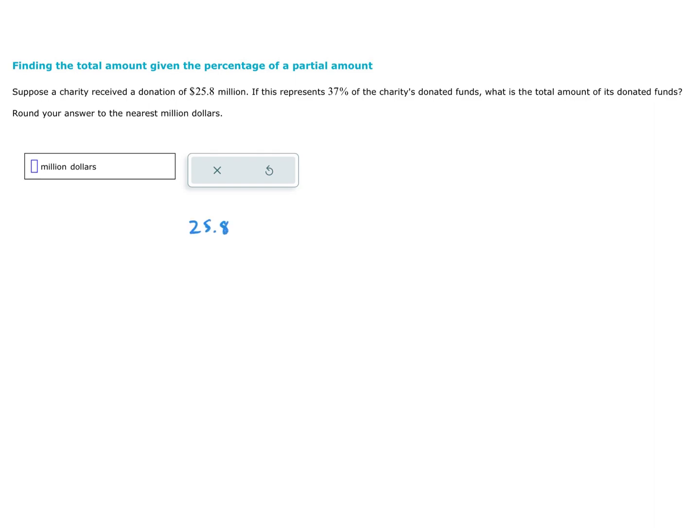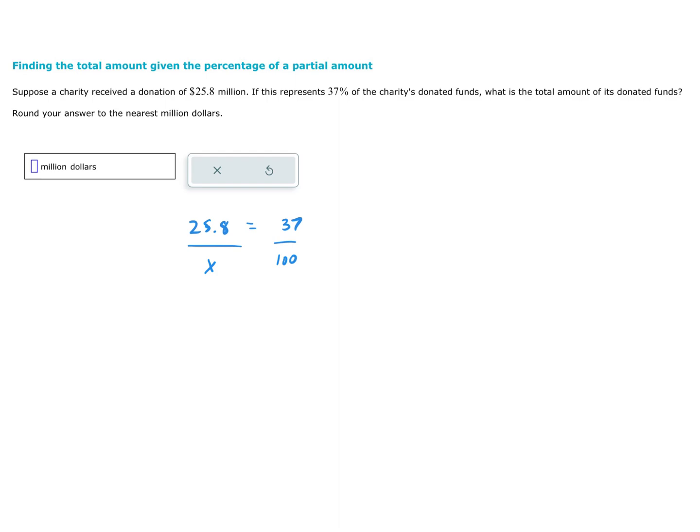$25.8 million represents 37%. I could change it to a decimal, but I'm just going to leave it as a whole number for this problem. We want to know what is the total that the charity is getting, so I'm setting up a ratio. I'm going to call the total X, but I know X is equal to 100%. So now I can use cross multiplication. I can multiply X times 37, and that will equal 25.8 times 100.